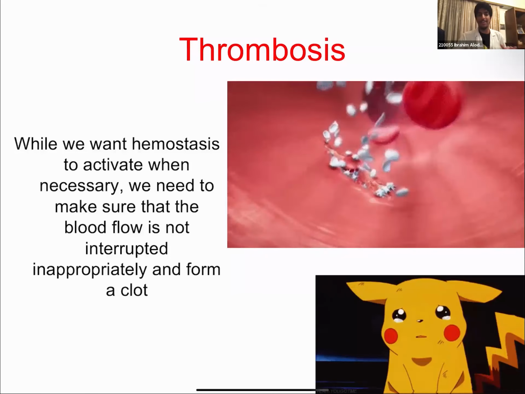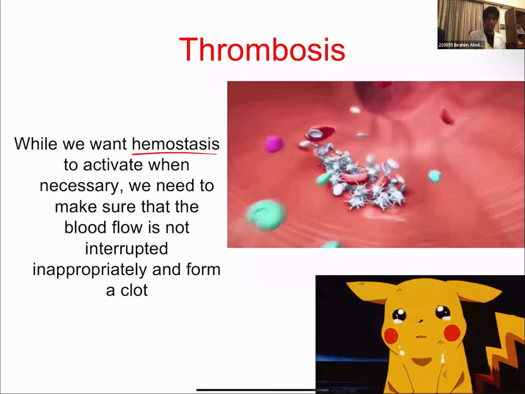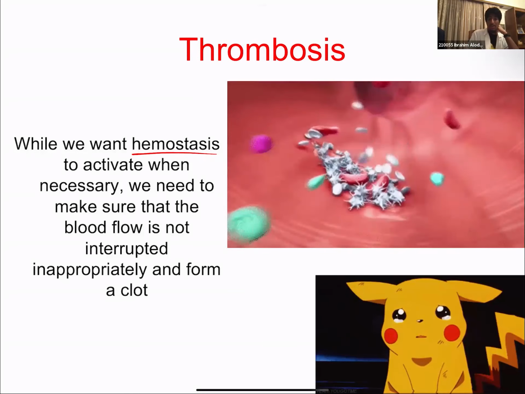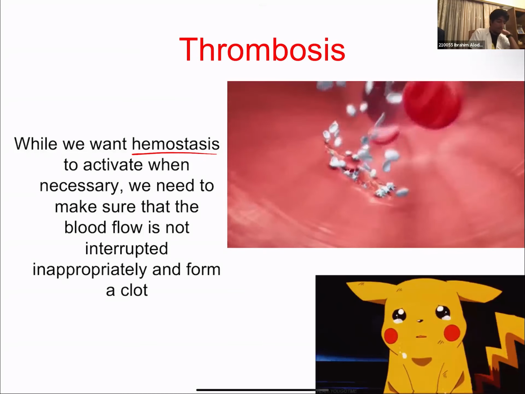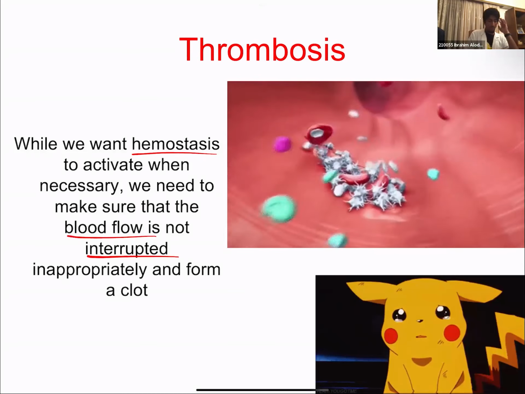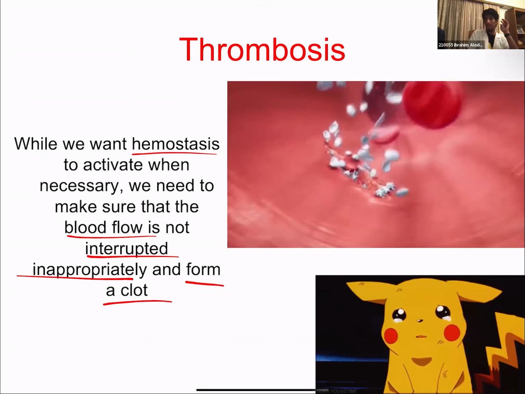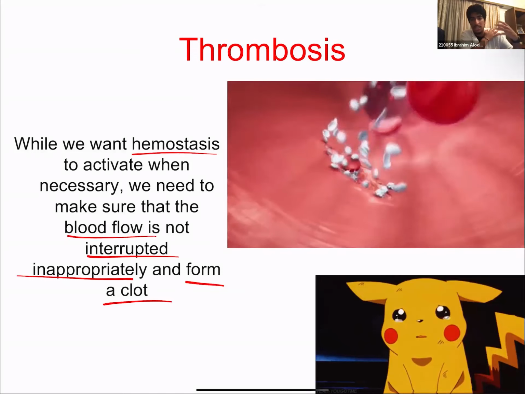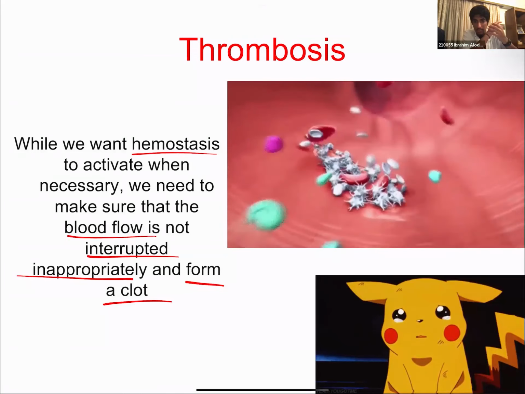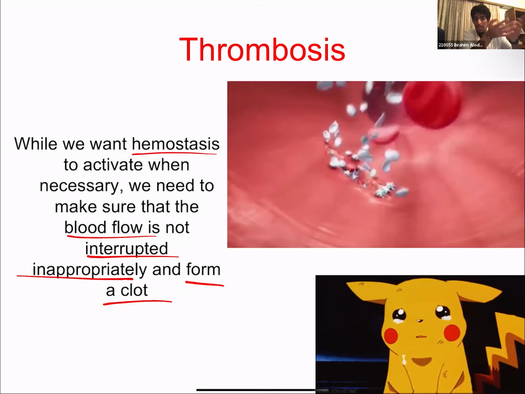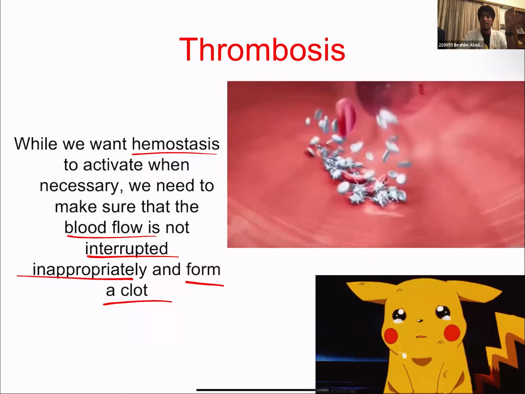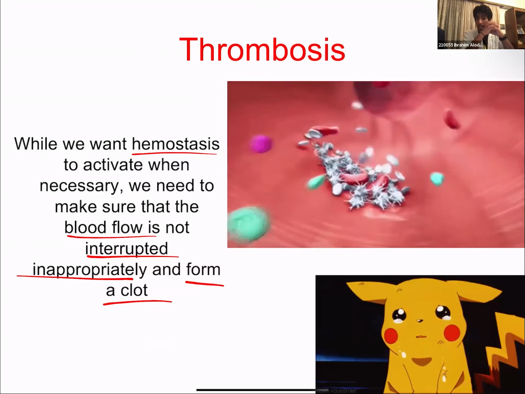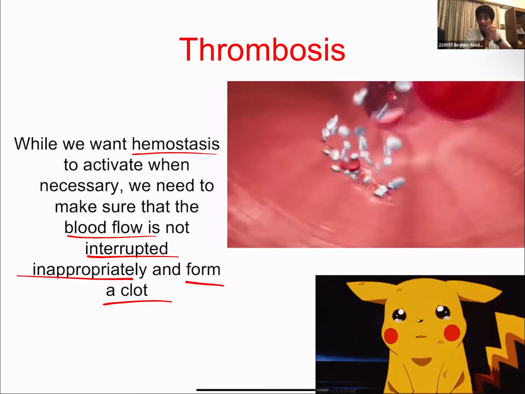All right, so thrombosis. We want hemostasis to activate when we need it. Of course, we want to stop the bleeding. But we also need to make sure that the blood flowing in our body is not interrupted inappropriately, that we're not forming clots that don't need to be there, or forming a clot and then the clot just staying there, because that would mess up the blood flow in our body. This is called thrombosis: when we're forming inappropriate clots in our body that mess with how blood is flowing.